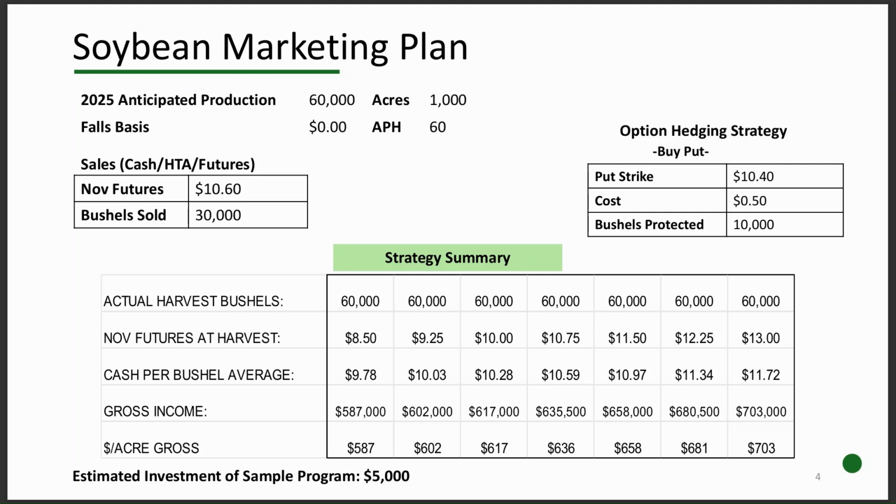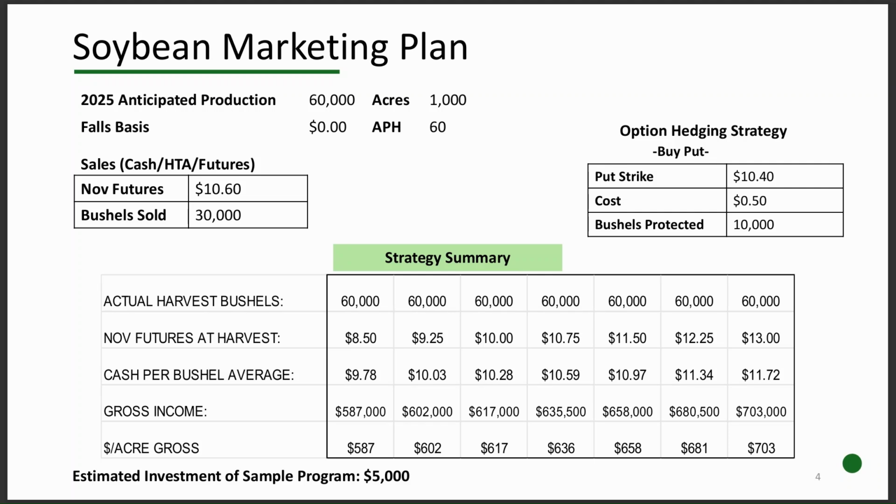If you go down towards the bottom of that strategy summary, you can see where your futures average and your dollar per acre gross revenue is going to be across different futures scenarios. So just going to the extremes, if you have $8.50 beans in the fall, you'll have a $9.78 board average, or $587 an acre. Now, if you go to $13, your average is only going to be $11.72. You're still going to net $703. A lot of that obviously is going to be pulled back by the early cash sales. But why are we doing, and why are we so aggressive on cash beans?